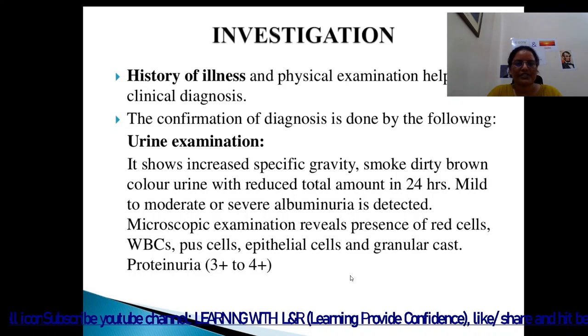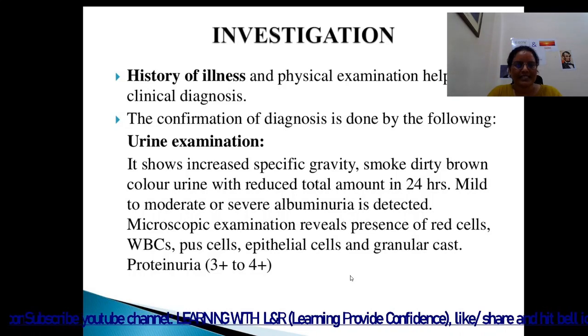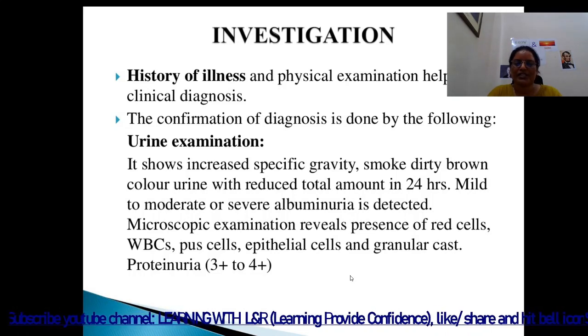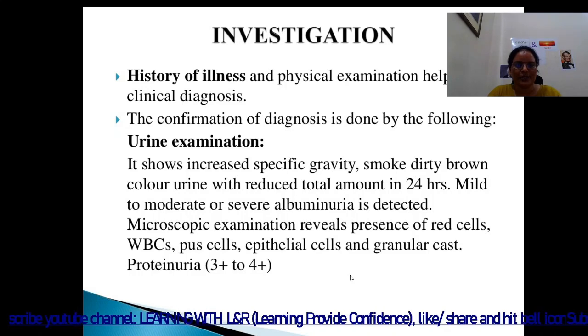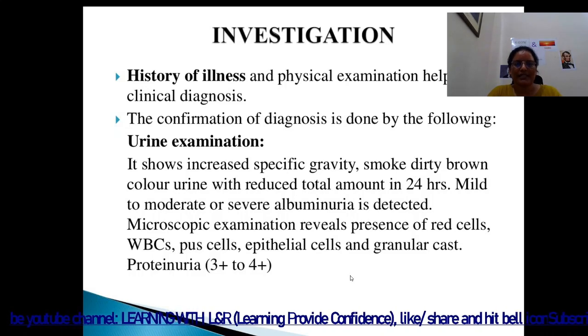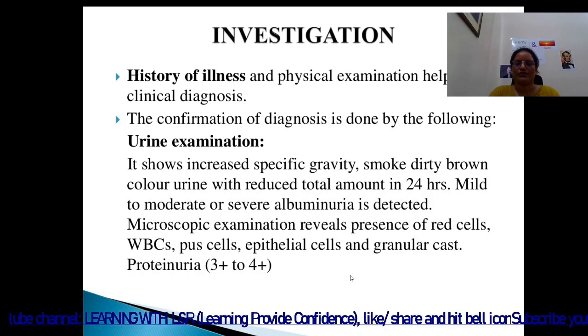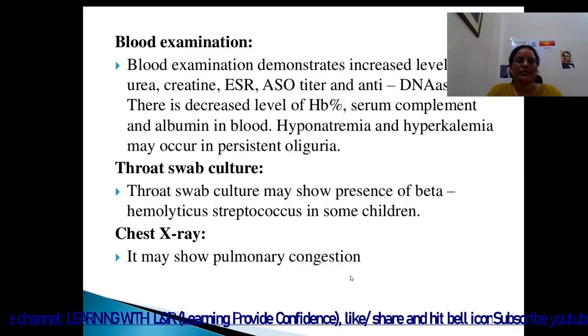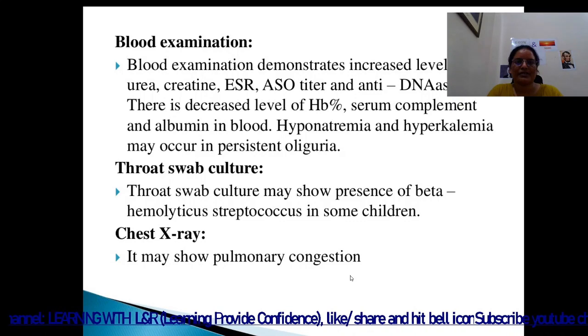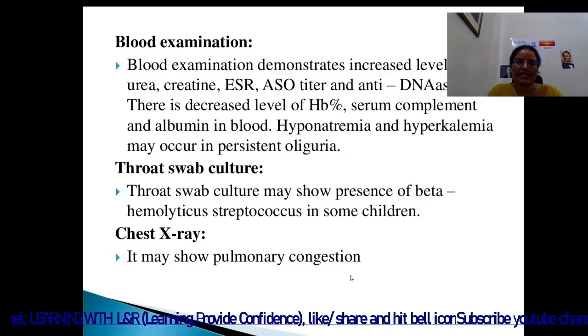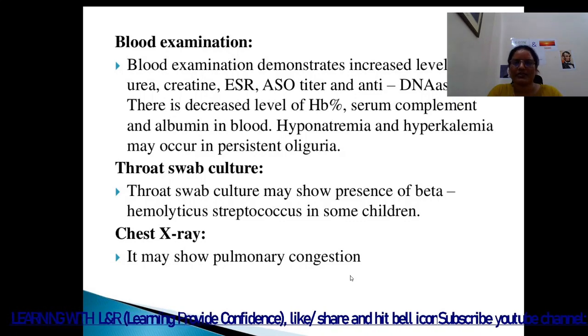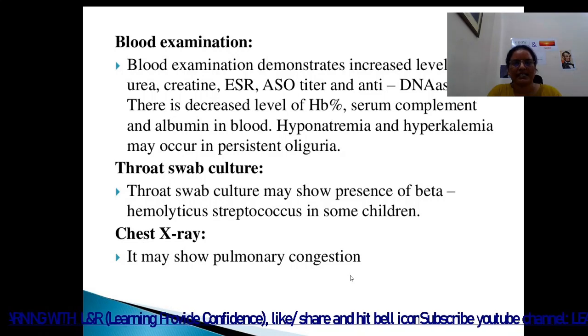Mild to moderate or severe albuminuria is detected. Microscopic examination reveals presence of red cells, WBCs, pus cells, epithelial cells, and granular cast, proteinuria 3+ to 4+. Then blood examination. Blood examination demonstrates increased level of urea, creatinine, ESR, ASO titer, and anti-DNase B.